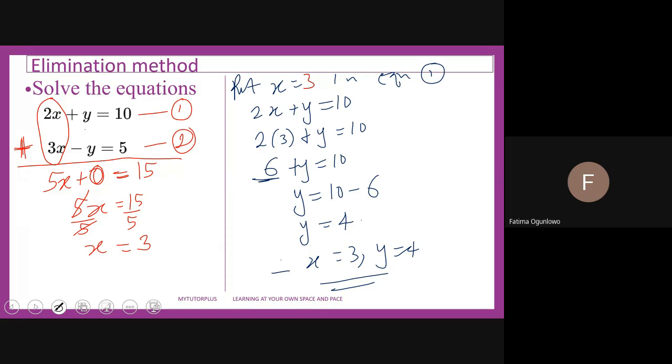So this is how to go about it. Now, this one is quite straightforward, because the coefficients of y are equal directly, so we solve it without stressing ourselves. In the next question we will have something totally different. That is my format: I will bring different angles at which the question can be given to you.